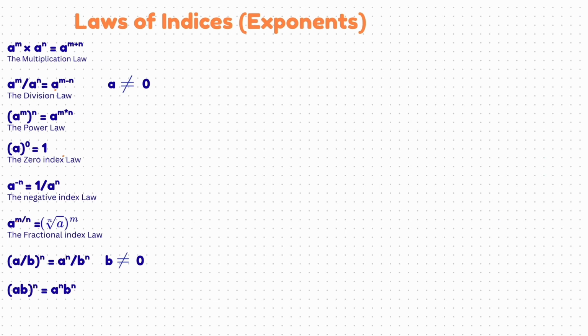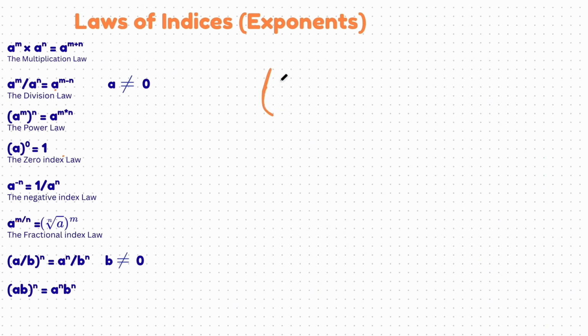Let's look at two more cases where the law of indices applies. If we are given a fraction raised to a power, it is the same thing as the numerator raised to that power divided by the denominator raised to that power. So here we have a divided by b raised to the power of n is equal to a to the power of n divided by b to the power of n, where the denominator is not equal to 0. Let's look at an example.